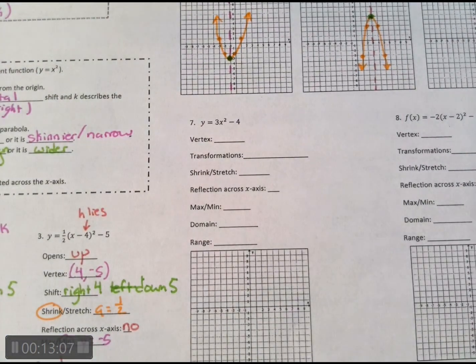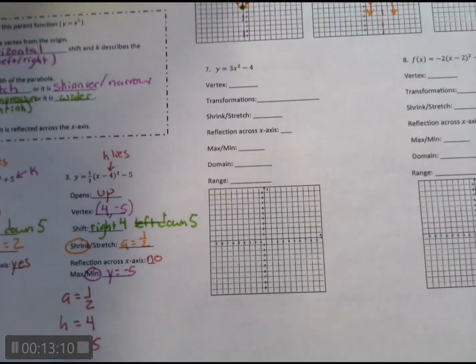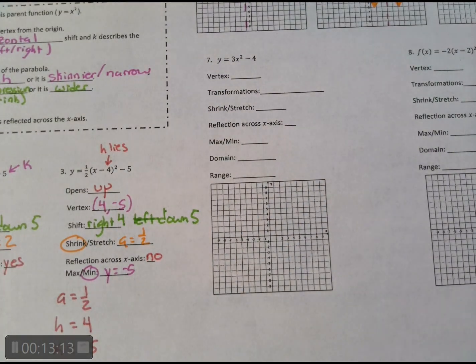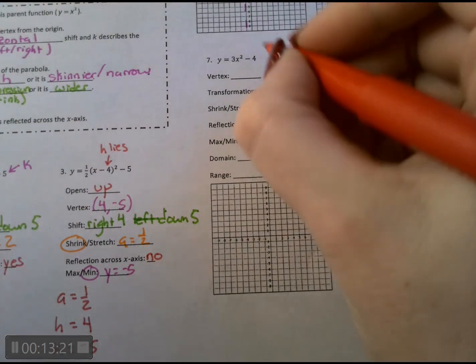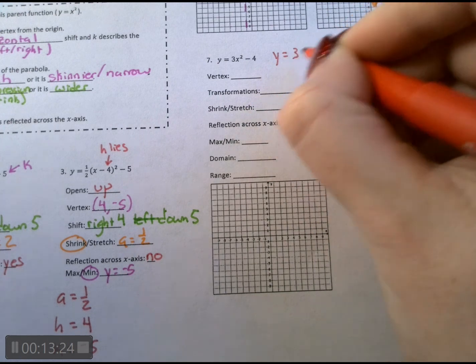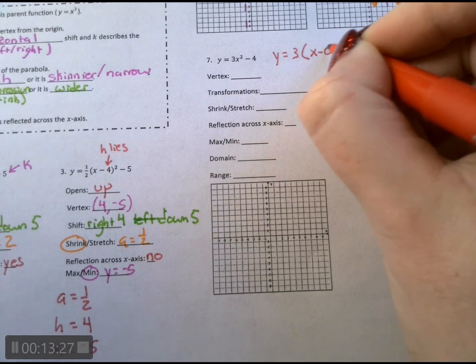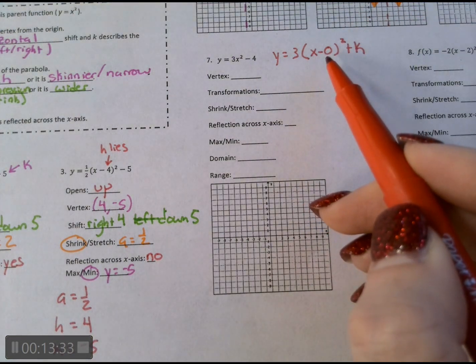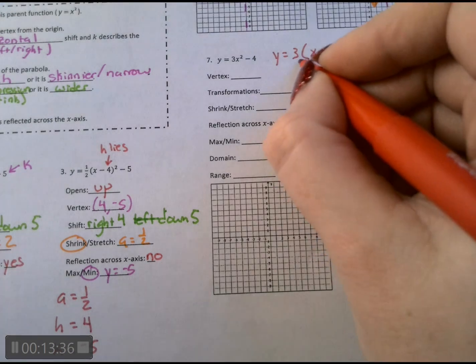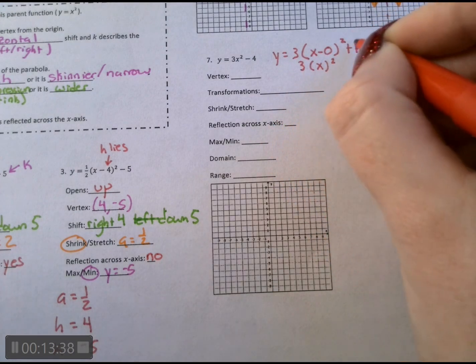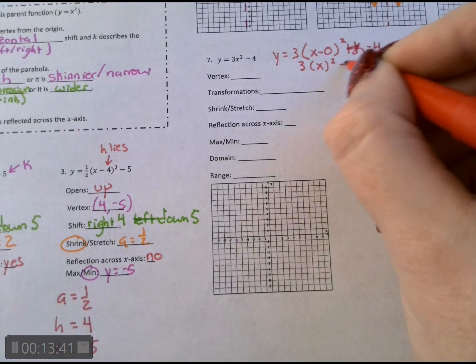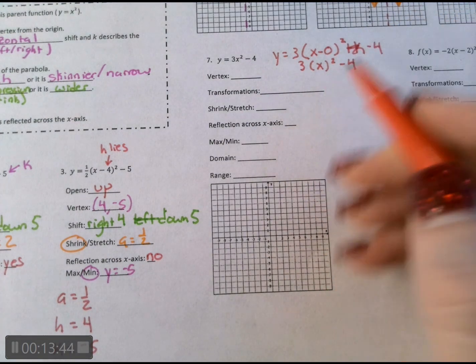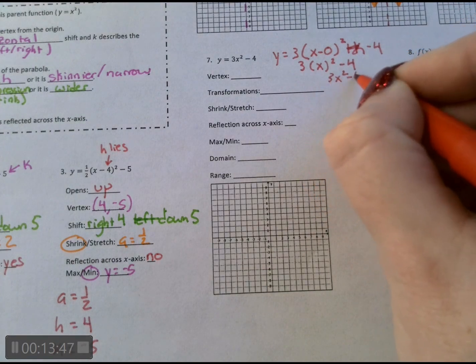Alrighty, so number 7 looks tricky, but I promise it's not terrible, because you just need to recognize that this is in vertex form. It just doesn't look like it. So let's try expanding it out. We have y equals a times (x minus 0) squared plus k. Because then what is x minus 0? It's just going to be x. So then you would have 3 times x squared, minus 4, sorry. And then the square just goes with the x, which is how you get 3x squared minus 4.